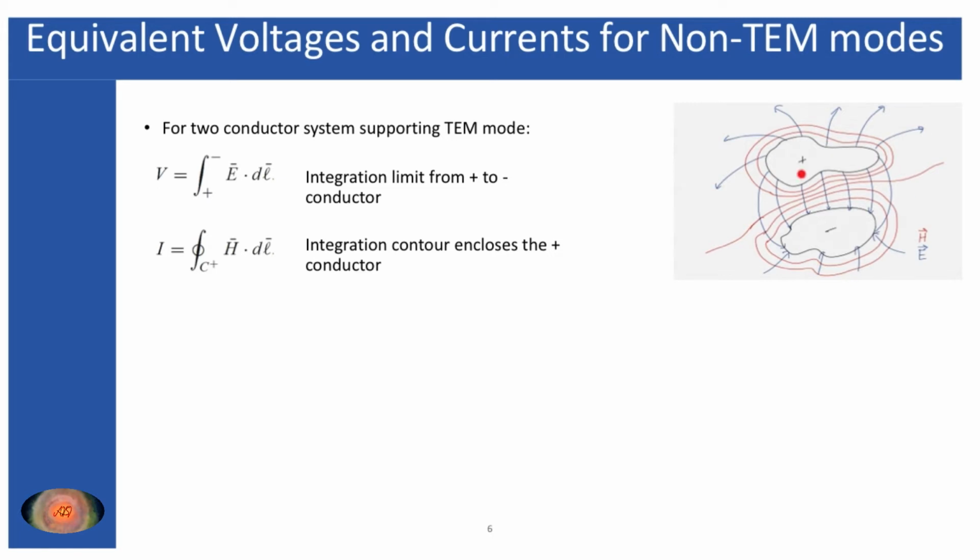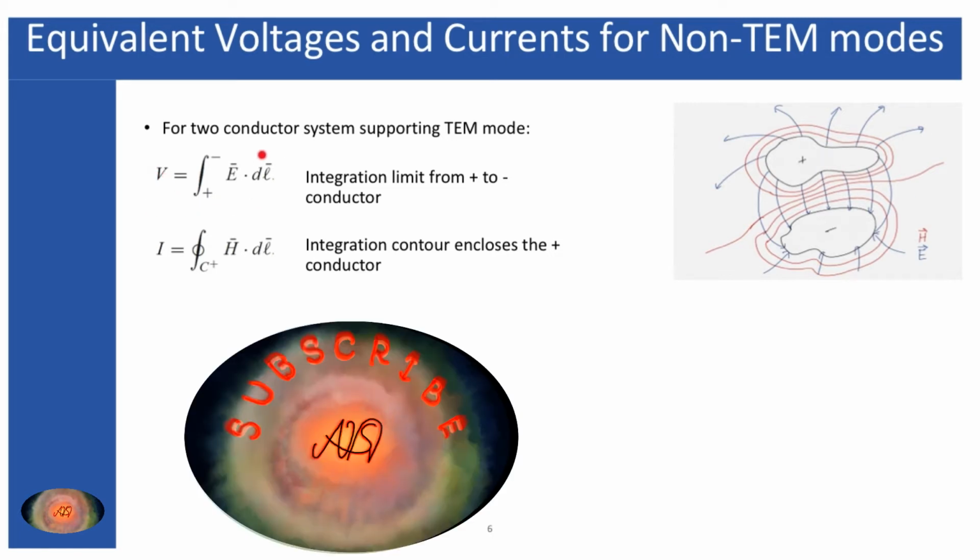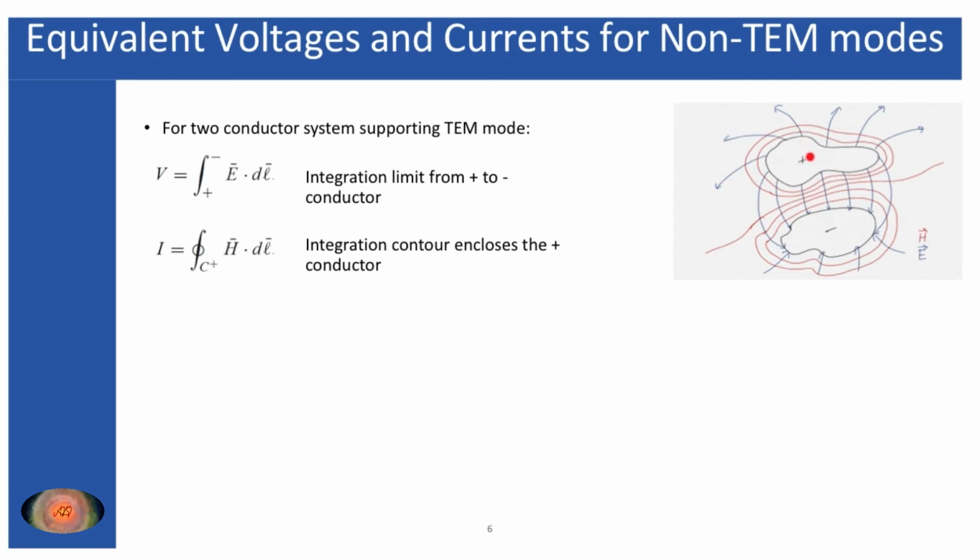For such type of transmission line, we can easily define the potential through this well-known equation, and here you can see the integration limit starts from the positive conductor and ends at the negative conductor. So that means while the current is flowing either into the page or out of the page, the potential is defined perpendicular to the direction of the current. That means along this direction, starting from the positive conductor, it ends on the negative conductor.